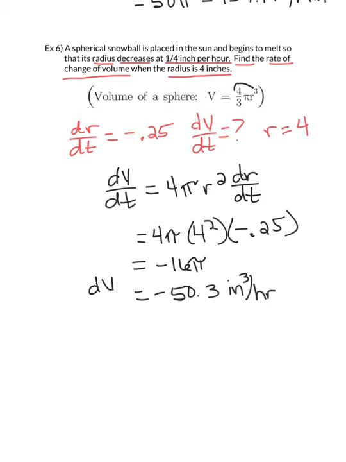Does it make sense for this rate of change to be negative? Think about what's happening. The snowball is melting. It's getting smaller. And because it's getting smaller, the negative makes sense. It's telling us that it's decreasing.